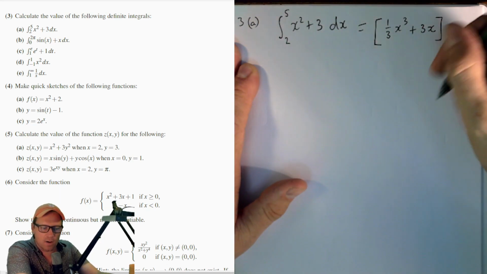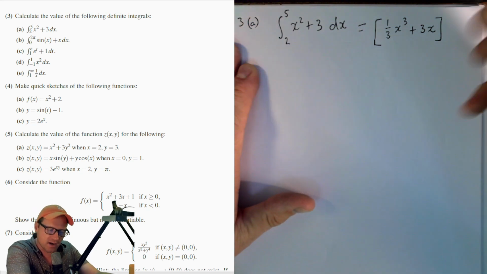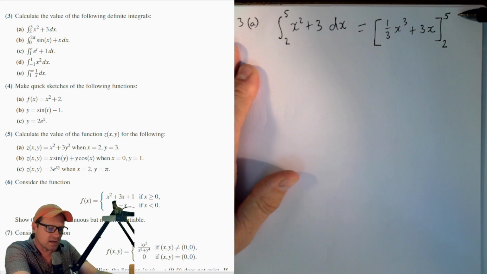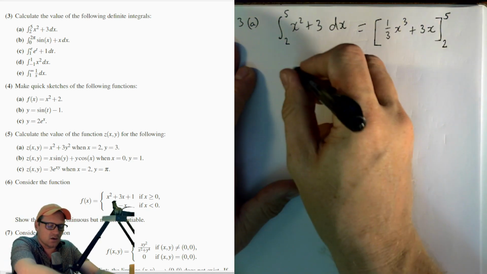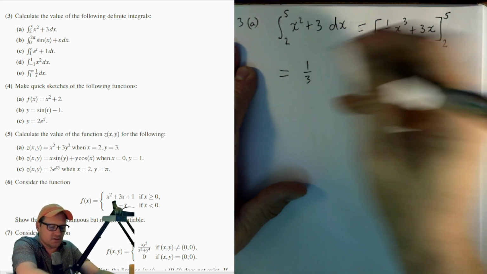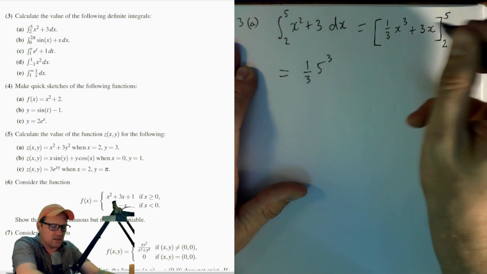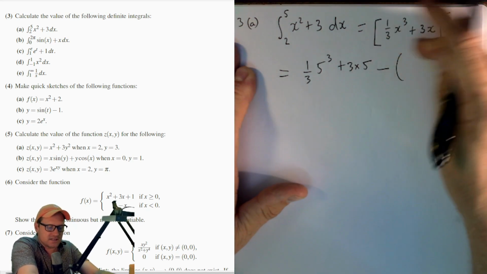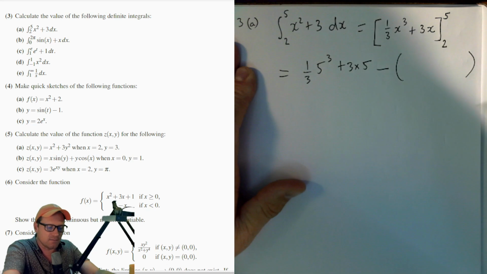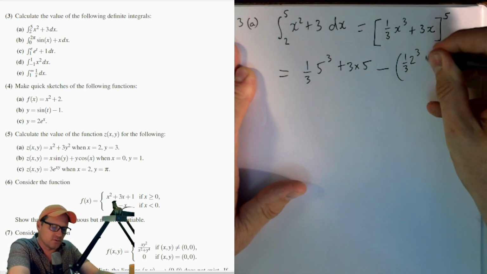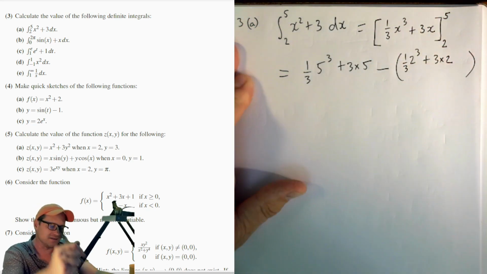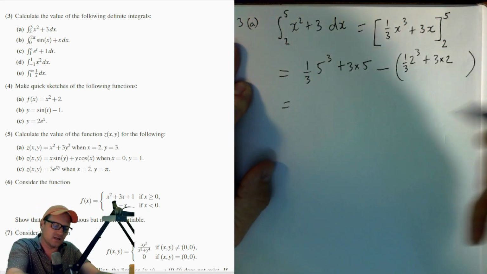I usually like to choose square brackets. Some people just write a vertical line on the right-hand side. That's fine. So then we include our endpoints. Okay, now we need to sub in the 5 and sub in the 2 and subtract. So this is 1/3 of 5 to the power of 3 plus 3 times 5. And then we subtract, same function, but this time we sub in 2 there. So 1/3 of 2 to the power of 3 plus 3 times 2. Now we want to simplify these and take that difference. So 5 cubed is 125.